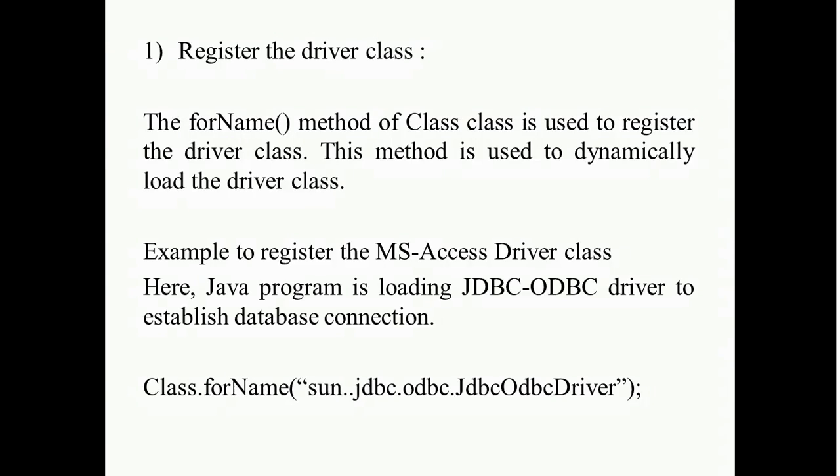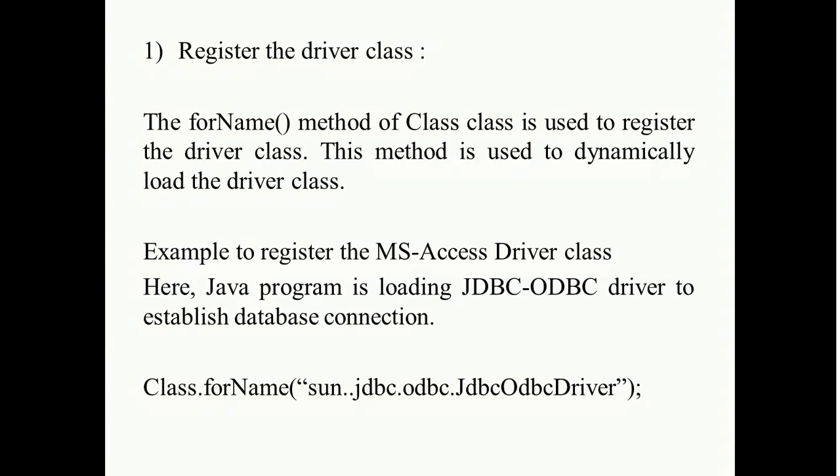First step is to register the driver class. The forName method of a class is used to register the driver class, and this method is used to dynamically load the driver class. So for registering the driver class in the program, the forName method is used. For example, MS Access driver class. Here the Java program is loading the JDBC ODBC driver to establish a database connection.